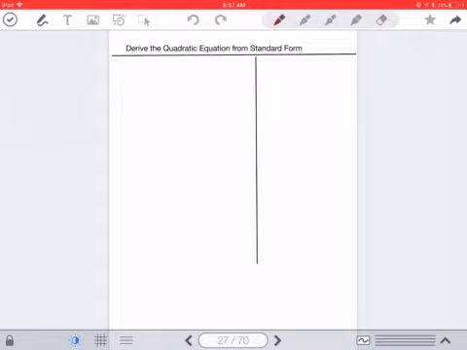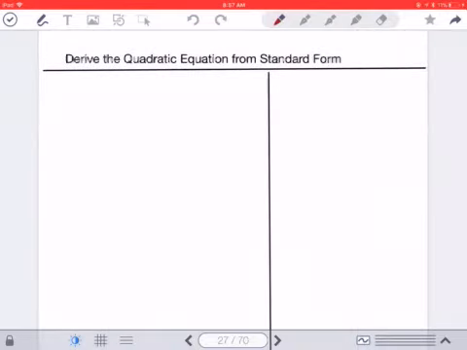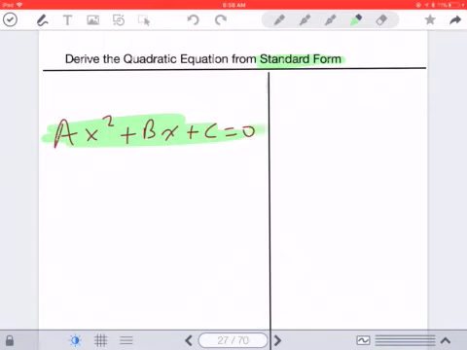Hey, if you are really interested in how the quadratic formula works, I'm going to put another video on here deriving the quadratic equation from standard form. In class, we would probably spend about 20 minutes doing this. I'm just going to link a video that would do the exact same thing that we would do in class. Okay, so basically you're going from ax squared plus bx plus c equals 0, which is standard form for a quadratic equation, into the quadratic formula.